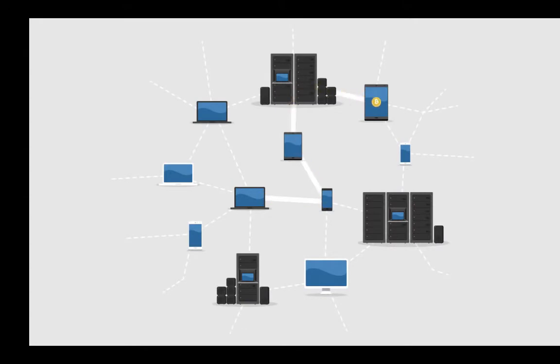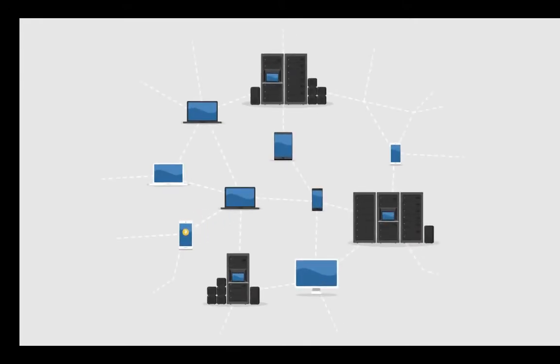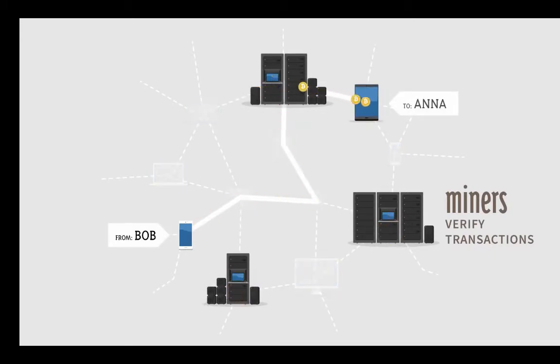As we see in this video clip, the Bitcoin network is a connected network that can be analyzed in a graph database such as Neo4j. Once the transactions are verified, they are recorded in a transparent public ledger, i.e. the blockchain.